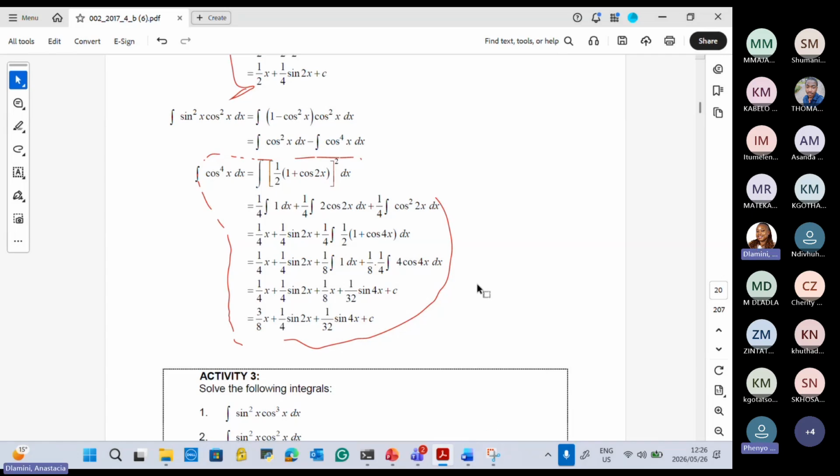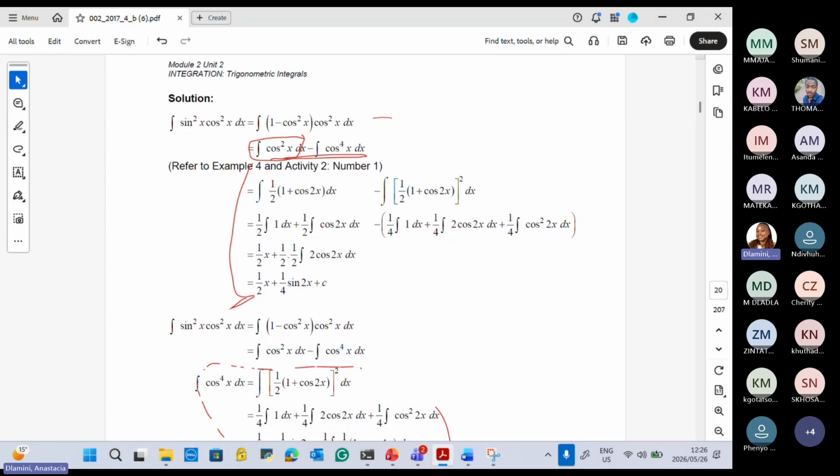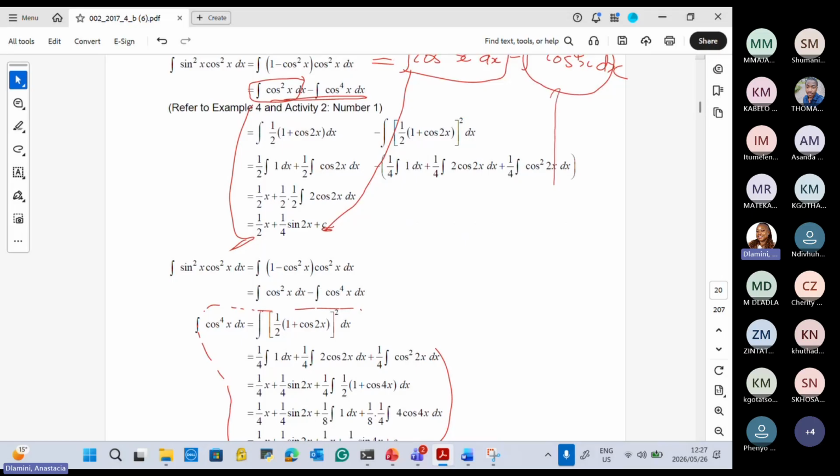There it is, 3 over 8x. What is the 3 over 8 for? I'm not sure. It's for the cos to the power 4x. Yes. Remember they split this. This becomes the integral of cos squared x dx minus the integral of cos to the power 4x dx. Now they went and calculated this part over here, which is this one over here. And they went and calculated this part over here, which is this one over there. And then when you subtract them, let's subtract the 2.